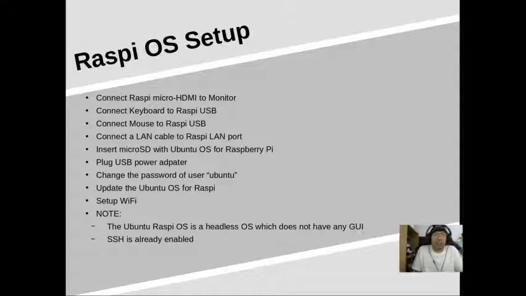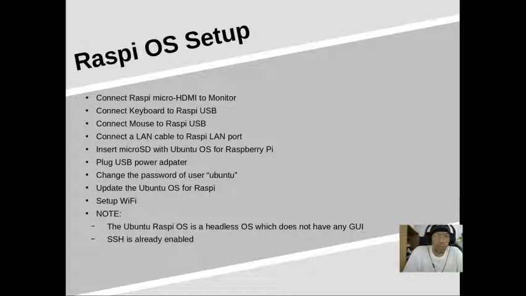Next is our Raspi OS setup in preparation for our boot up. We need to connect our Raspi micro HDMI to our external monitor, and connect a keyboard through our Raspberry Pi USB. We also connect our mouse to the Raspi USB, although the mouse is optional here, it is not needed because our Ubuntu 20.04 OS is a headless operating system. When we say headless operating system, it means that it does not have any graphical user interface on it. So you'll be doing everything using a command line interface.